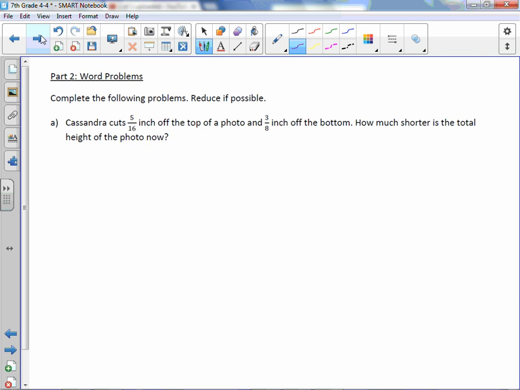Complete the following problems, reduce if possible. Cassandra cuts 5/16 inch off the top of a photo and 3/8 inch off the bottom. How much shorter is the total height of the photo? So she cut off 5/16 and she cut off 3/8. So we are actually adding those together to see the total amount she cut off.